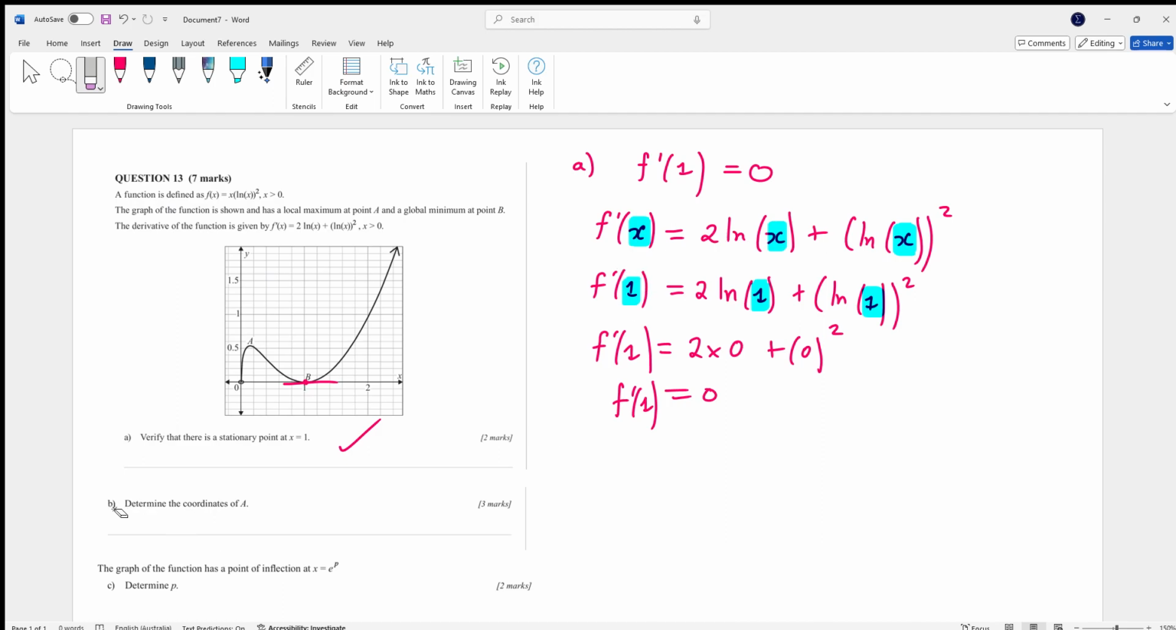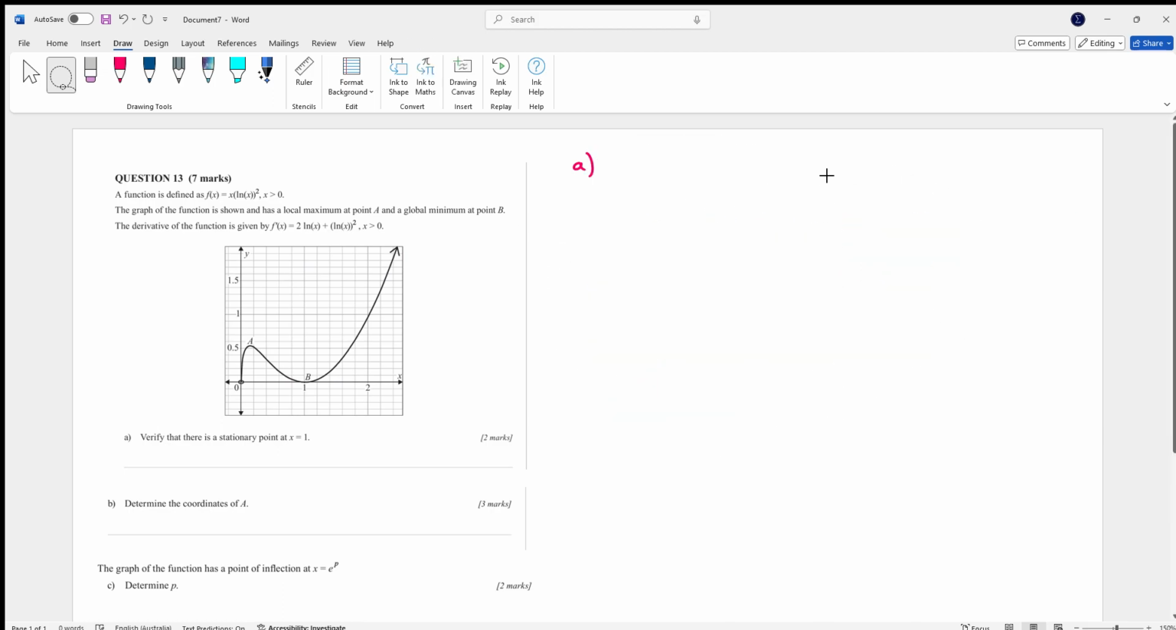Alright, B. Determine the coordinates of A. Now, a very sneaky thing they've done is usually each previous question depends on the question before it. Now, question B doesn't, because a lot of people would be like, oh, we've got the value of x, let's just chuck that into the original to get the coordinate of A. However, that's the coordinate of B. You've got to work out exactly what the coordinate of A is, and we don't even know the x value for that. However, we have been told that it has a maximum there. We can see it from the graph.